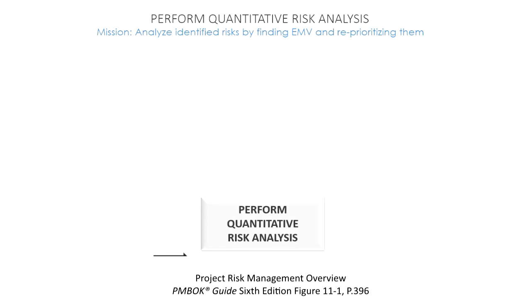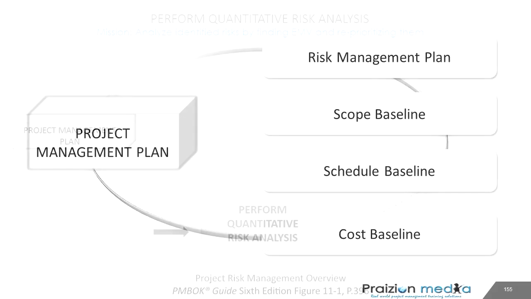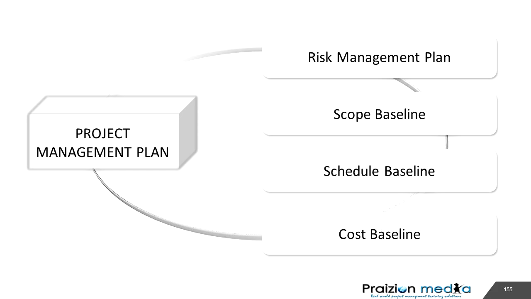Let's take a look at the inputs to this process. The first input here is the project management plan because it contains several plans, such as the risk management plan, first of all, that guides us on how to perform this process. Also, in the project management plan, we have the scope baseline, the schedule baseline, and the cost baseline. And these are all reliable starting points for quantifying the effect of a risk on scope, on schedule, and on cost. The next input is our usual suspect, project documents.